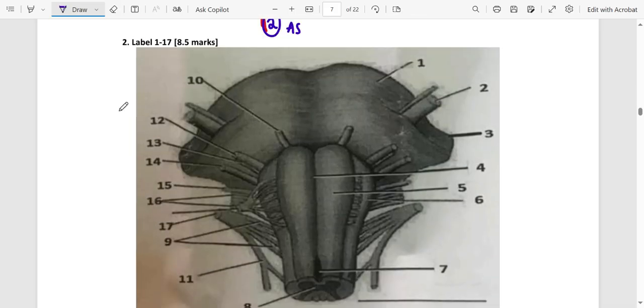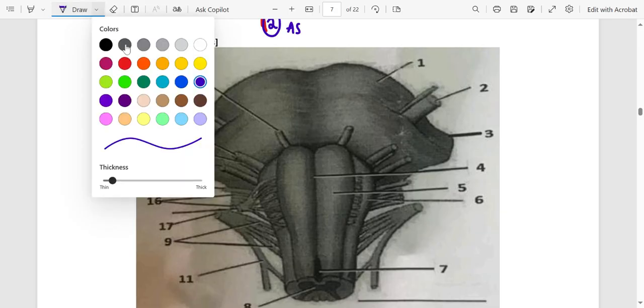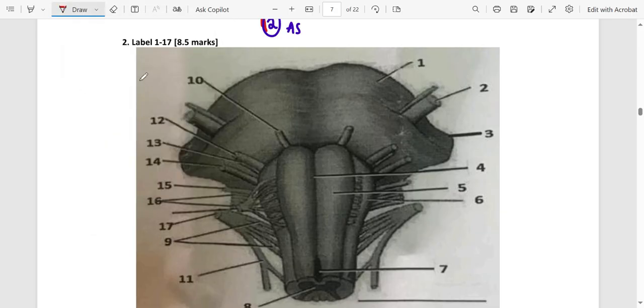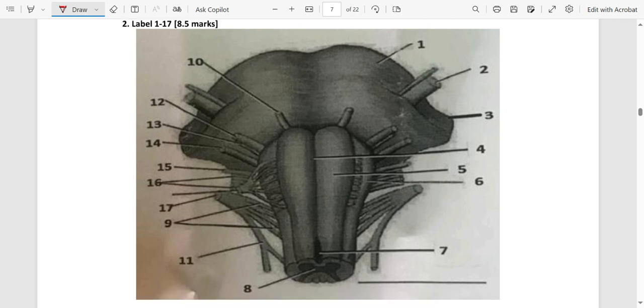And then we have got this diagram. This diagram is showing us the cranial nerves. So we start with part one. Now this is the brainstem in case you don't know where we are. This is the brainstem. For the brainstem, remember we start with the midbrain, the pons, and the medulla oblongata.